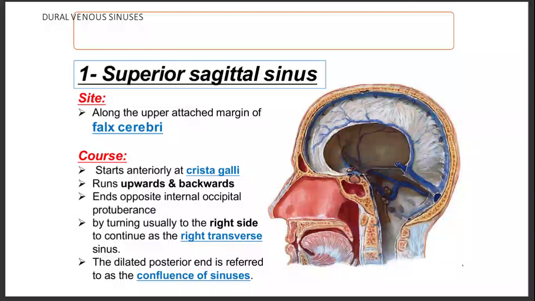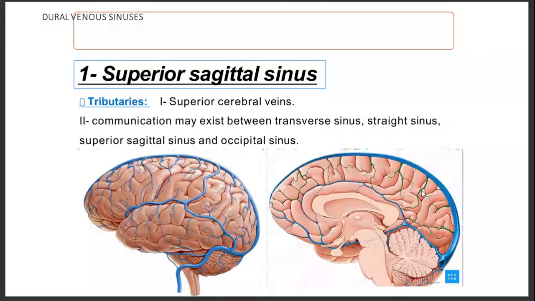Okay. So the superior sagittal sinus, we've already described it. The dilated portion of this will end at the confluence of sinuses, where the sinuses end up connecting. So what drains into the superior sagittal sinus? You have the superior cerebral veins, not only sinuses, but superior cerebral veins would drain into the superior sagittal sinus. That's where all these veins that you can see on top drain.